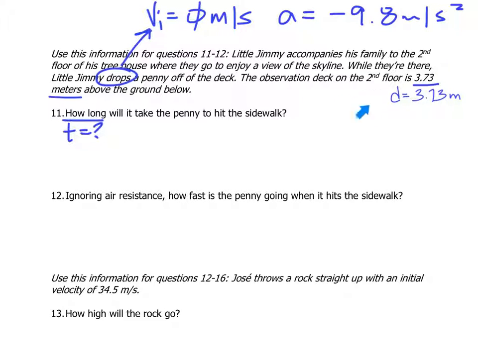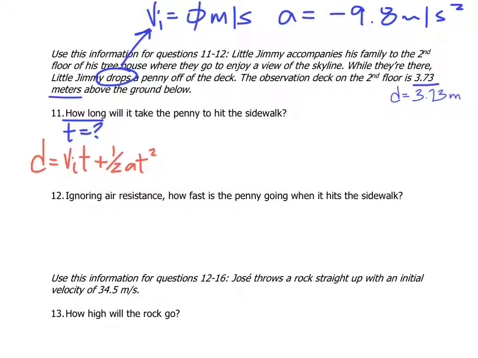I'm given, or I know, the distance is 3.73, the initial velocity is 0, and the acceleration of gravity is negative 9.8. So I need an equation that has VI, A, D, and T. I can't use any equation that has VF because I don't know how fast it's going at the bottom of its pathway yet. So the equation that includes VI, A, D, and T is D equals VI T plus 1/2 AT squared.